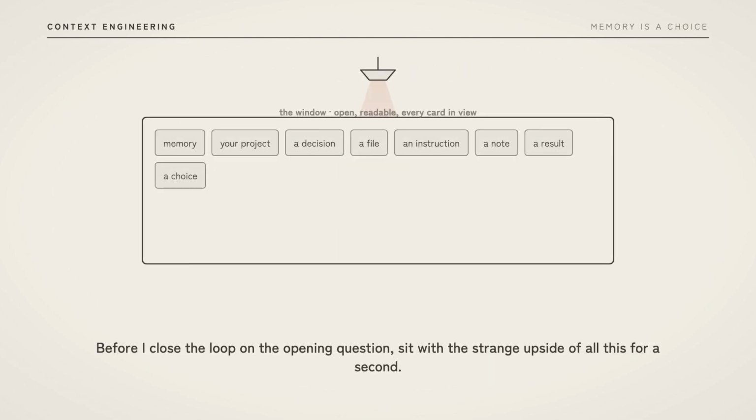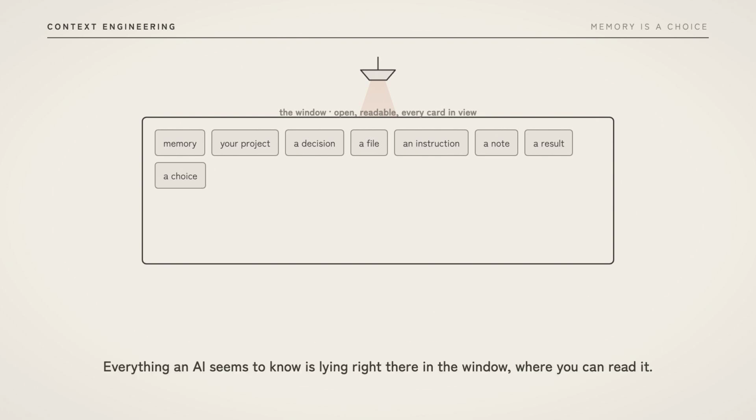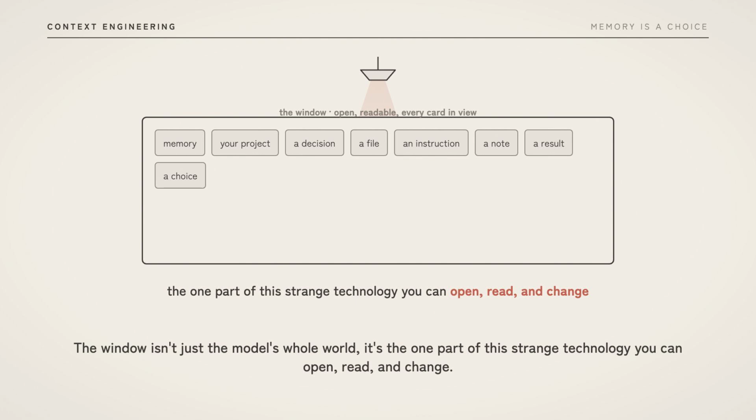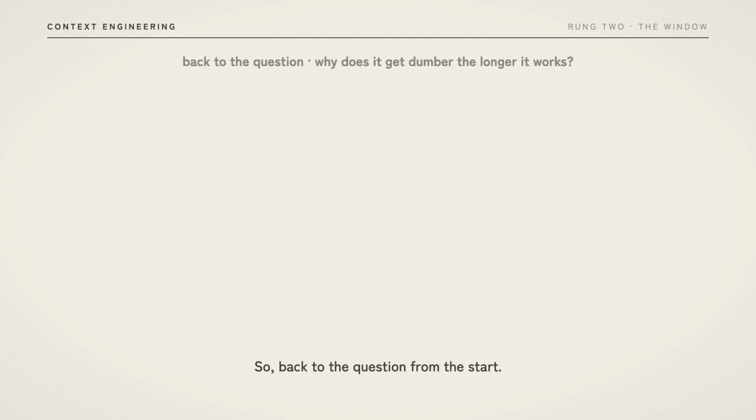Before I close the loop on the opening question, sit with the strange upside of all this for a second. Everything an AI seems to know is lying right there in the window where you can read it. Its memory is a note someone chose to show it again. Its knowledge of your project is a file someone chose to include. So when it acts smart, you can see exactly why, and when it acts dumb, you can usually point at the very line that did it. The window isn't just the model's whole world, it's the one part of this strange technology you can open, read, and change.